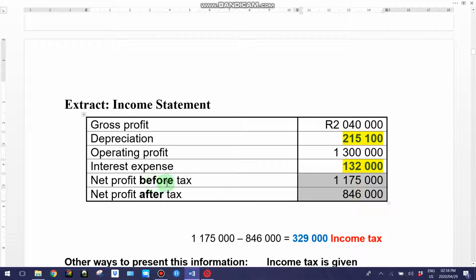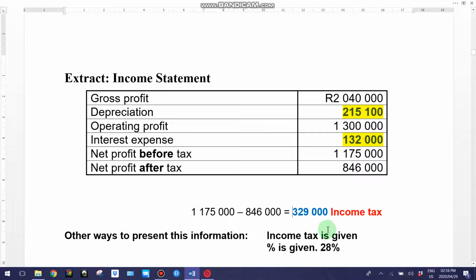I know that the difference between net profit before tax and the net profit after tax would be the tax amount. So there I did my calculation. Sometimes they would leave out an amount. They would leave this out.